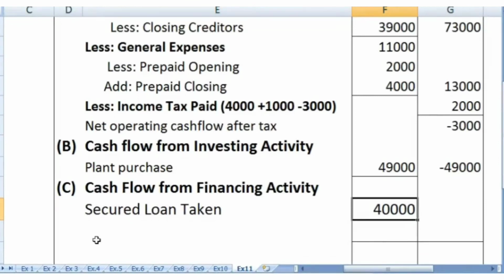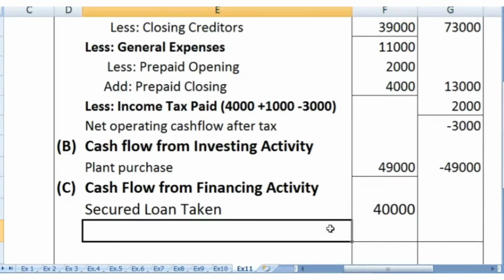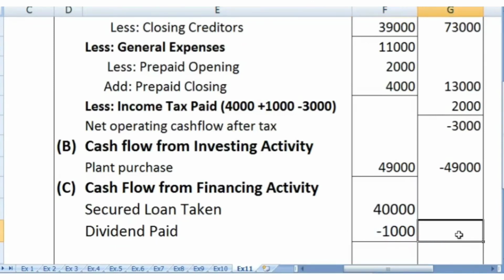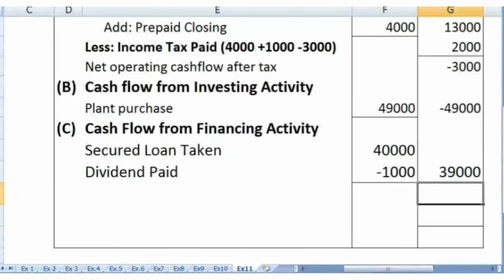And one more thing is dividend. Dividend is given as 1,000, that is dividend paid. So dividend paid is 1,000. It is given in the profit and loss account. The 1,000 rupees is a minus payment. Okay, and finally your inflow is 39,000.